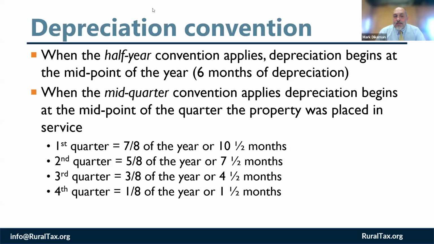If I placed it in service in the second quarter, then 5/8 of the year, 7.5 months. The third quarter, 3/8 of the year, or 4.5 months' worth of depreciation. And then finally, if it was placed in service in the fourth quarter, I only get 1/8 of the year of depreciation on that item. So you can see why we might want to move away from mid-quarter if possible, especially if my equipment or breeding livestock, whatever it was, was heavy in the last quarter of the year.